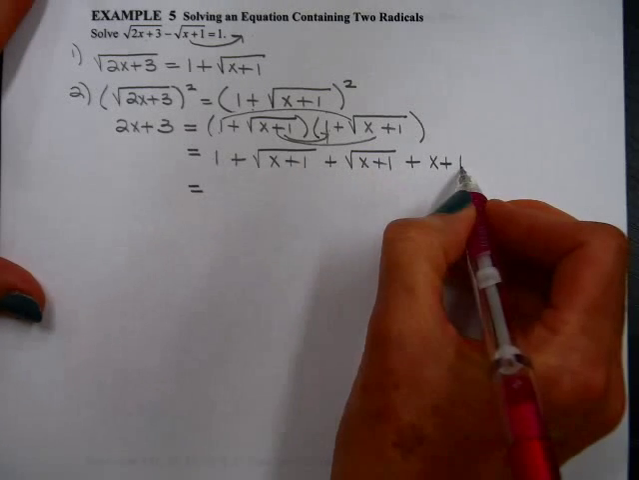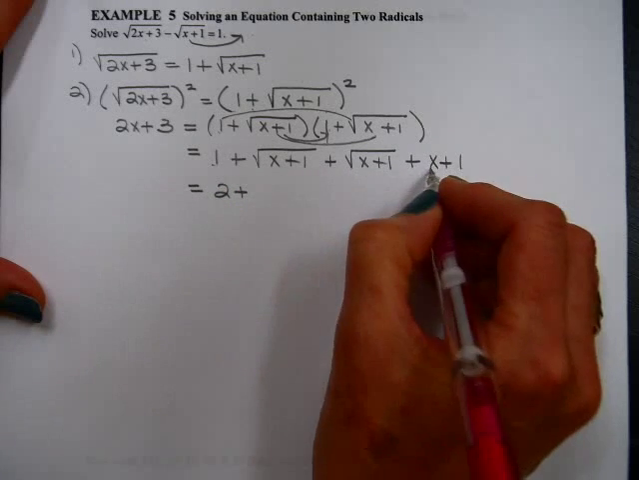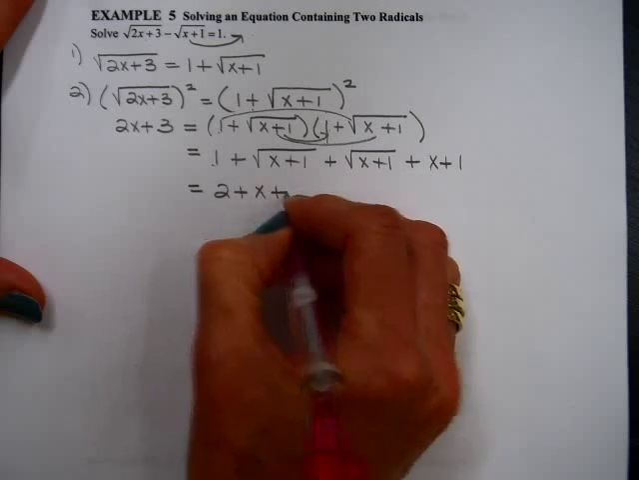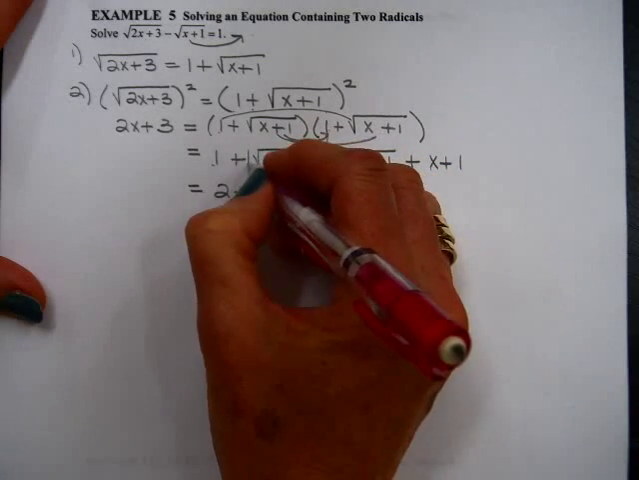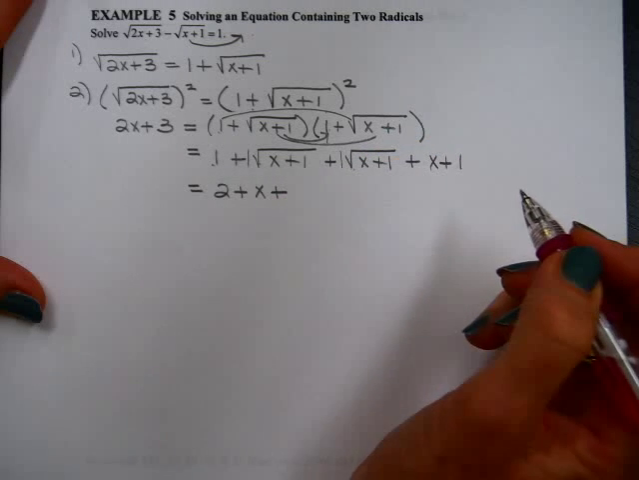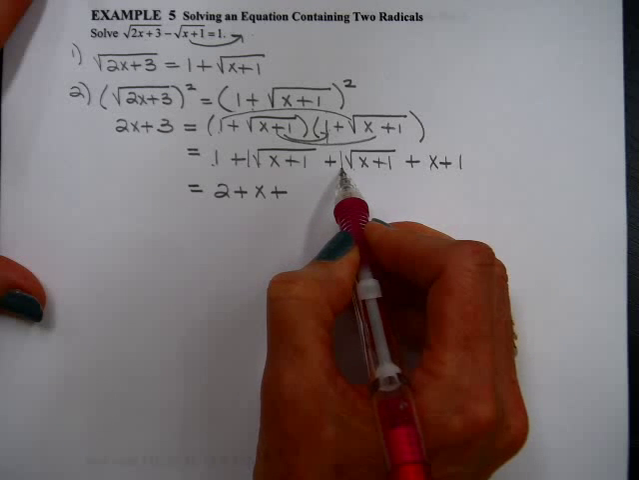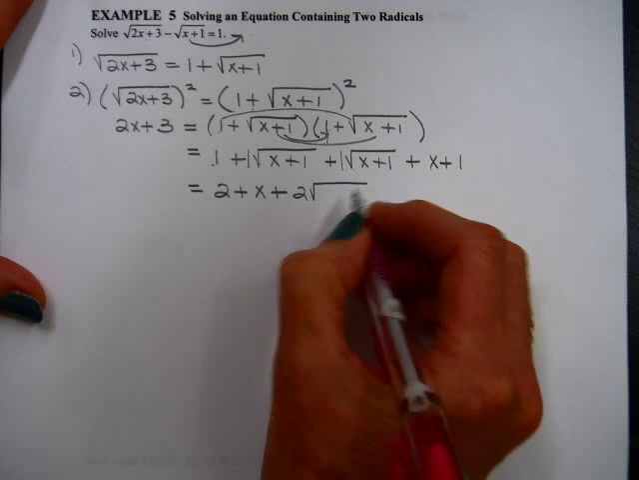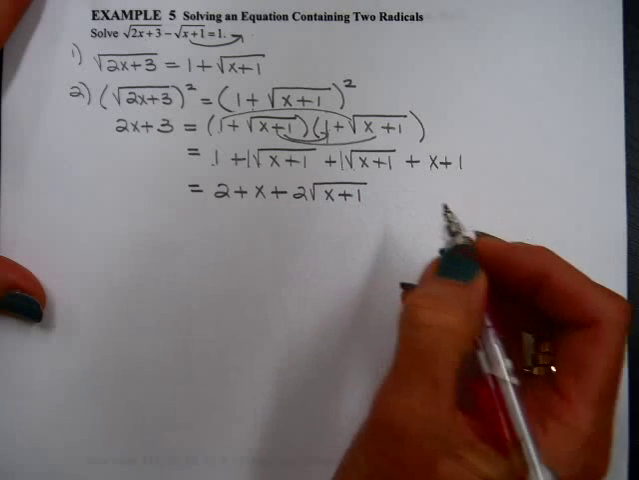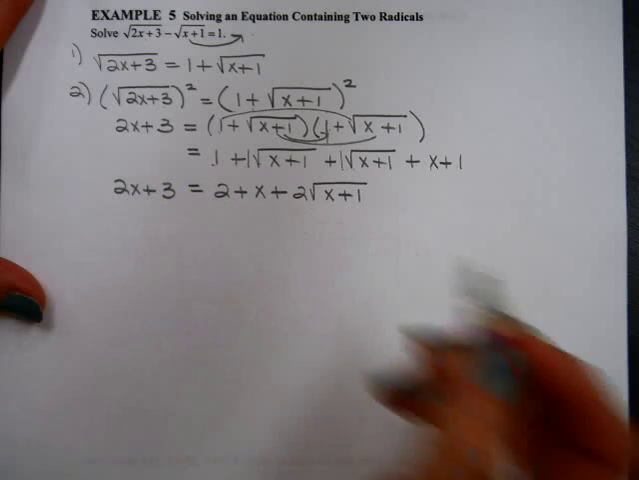Now, adding like terms over here, the 1 and the 1 is 2, plus, here's an x, plus, all right, we've got these two radicals we have to add together. Since the radicals are exactly alike, what we do is add the number in front. There's understood to be a 1 in front of both of these, so 1 plus 1 is going to give me 2 square roots of x plus 1. And that is still equal to 2x plus 3.